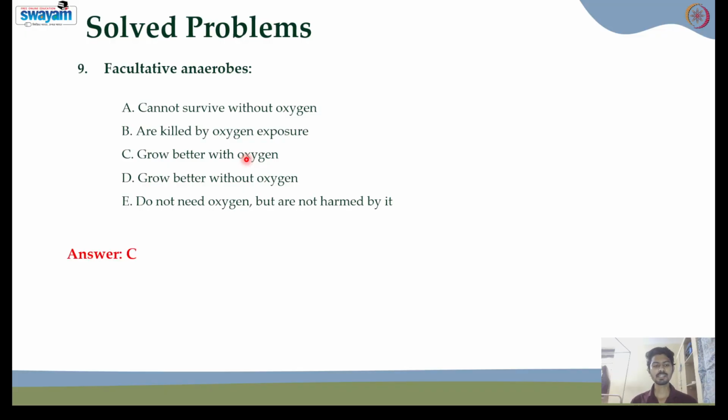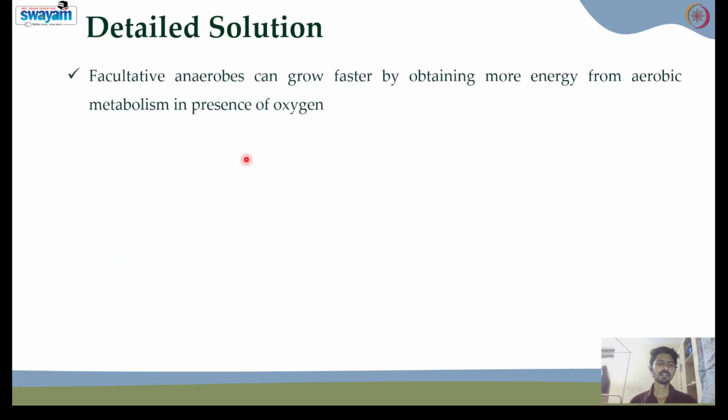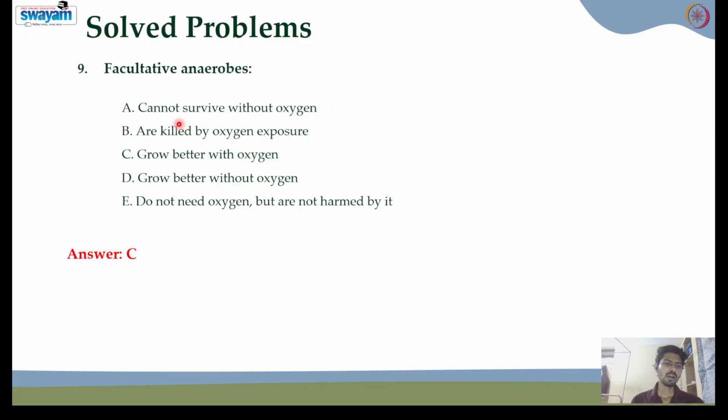The correct answer is option C. Facultative anaerobes can grow faster by obtaining more energy from aerobic metabolism in the presence of oxygen. Then, what about option A, cannot survive without oxygen? If oxygen is there, it can survive. If it cannot survive without oxygen, we would not call it facultative anaerobes.